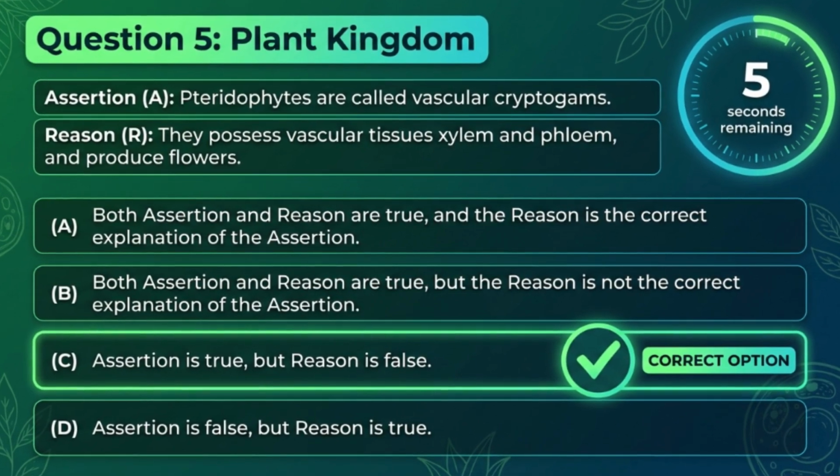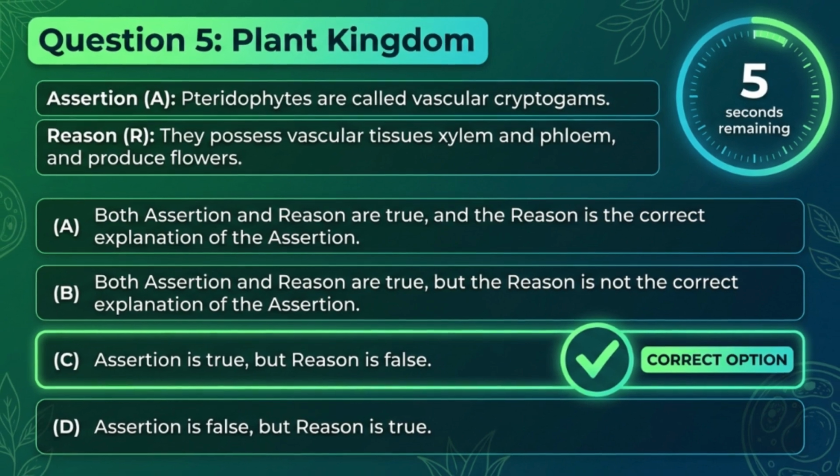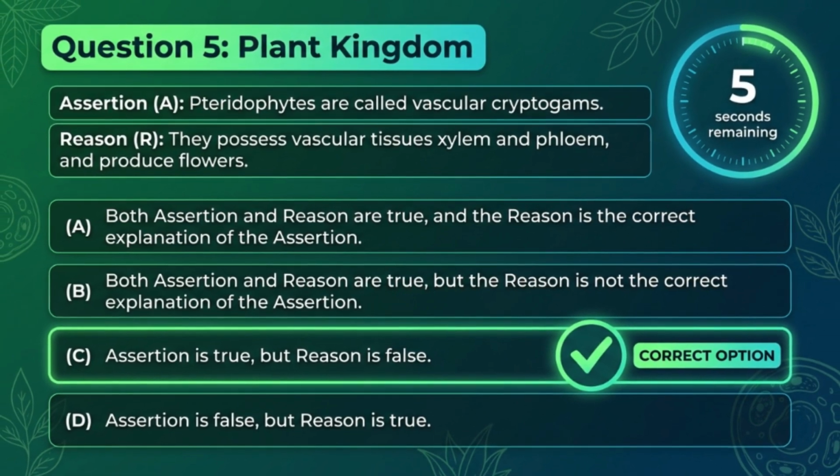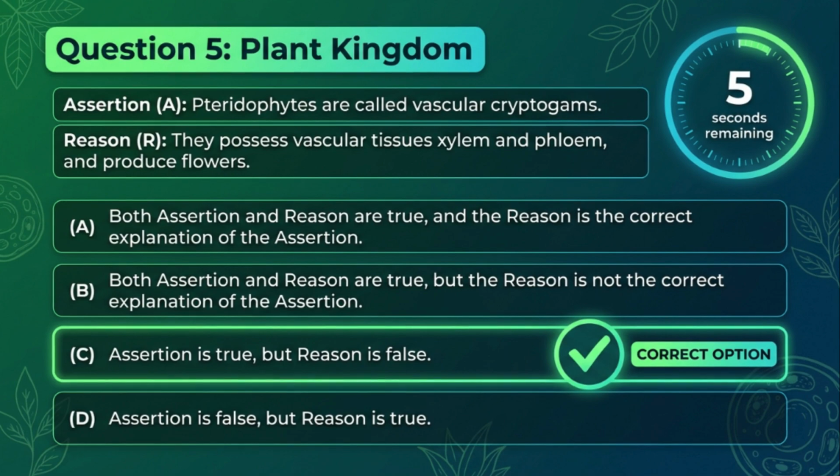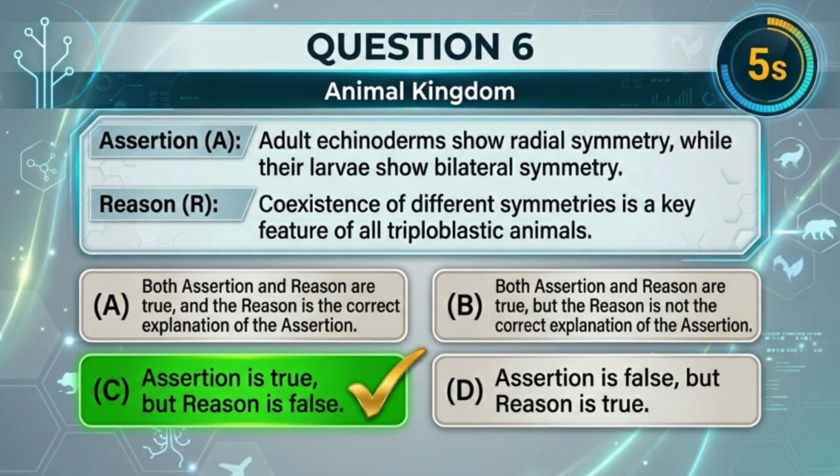Question 5. Plant kingdom. Assertion A. Pteridophytes are called vascular cryptogams. Reason: they possess vascular tissues, xylem and phloem, and produce flowers. 3, 2, 1. Pteridophytes are indeed called vascular cryptogams because they are non-flowering vascular plants, but the reason says they produce flowers. That is false. Cryptogams do not produce flowers or seeds. Option is C.